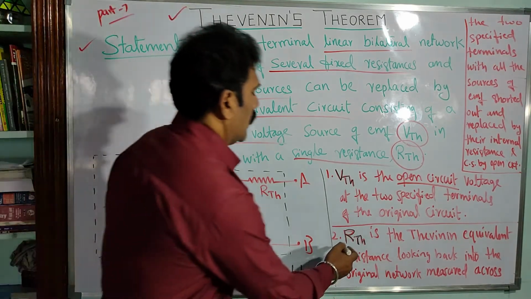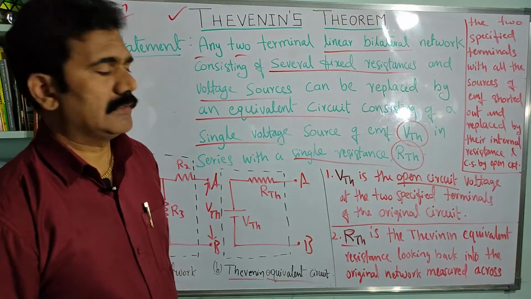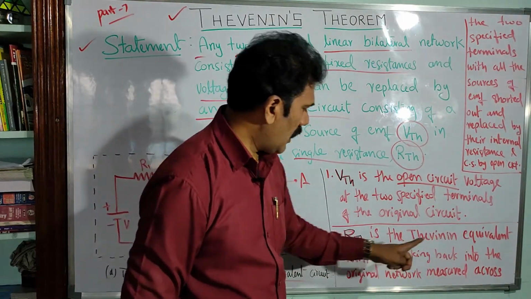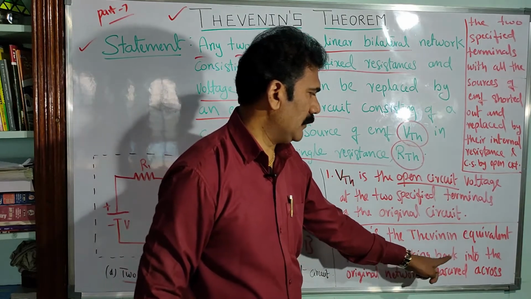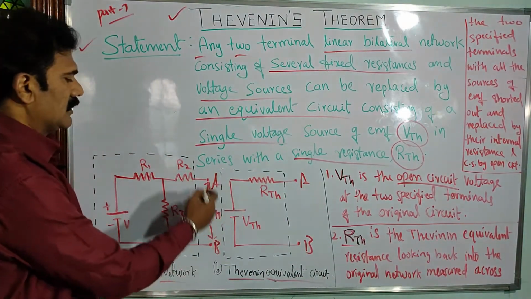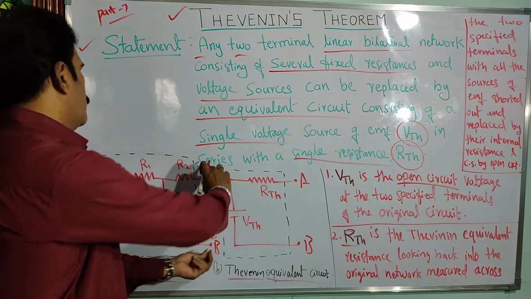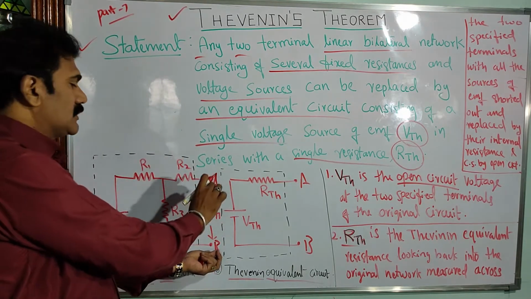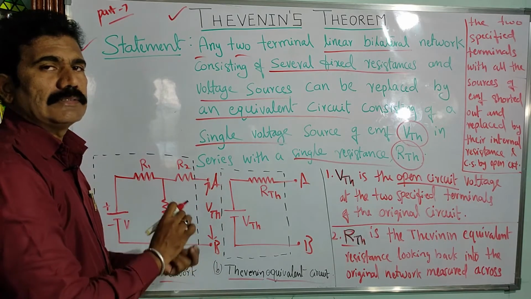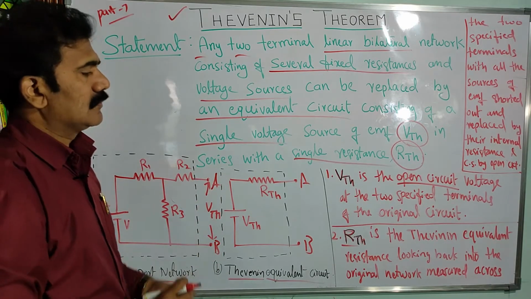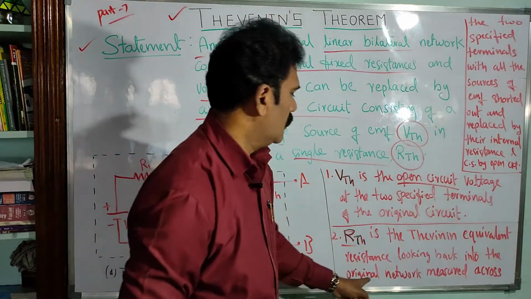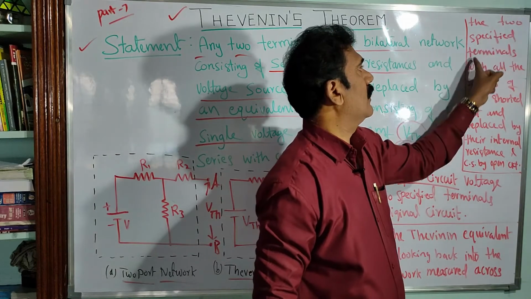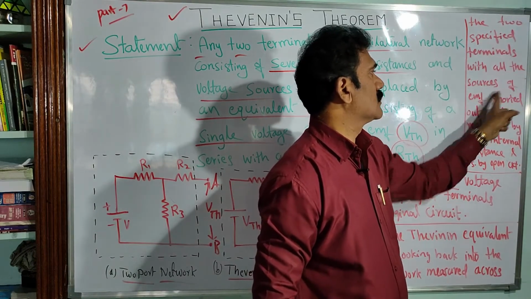Then you calculate RTH. What is RTH? RTH is the Thevenin equivalent resistance, looking back into the original network, measured across the same terminals. How do you measure the resistance? What is the total resistance of the circuit across the terminals A and B? That resistance is considered RTH. But there is one condition here. Looking back into the original network, measured across the two specified terminals, with all the sources of EMF shorted.